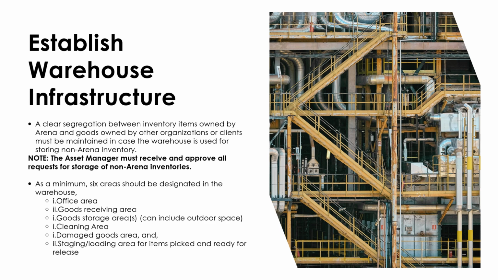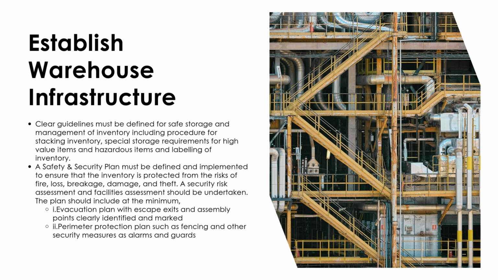As a minimum, 6 areas should be designated in the warehouse: office area, goods receiving area, goods storage areas, cleaning area, damaged goods area, and staging or loading area for items picked and ready for release. Clear guidelines must be defined for safe storage and management of inventory, including procedures for stacking inventory, special storage requirements for high-value items and hazardous items, and labeling of inventory.